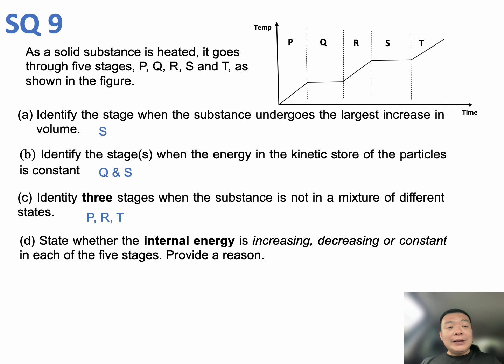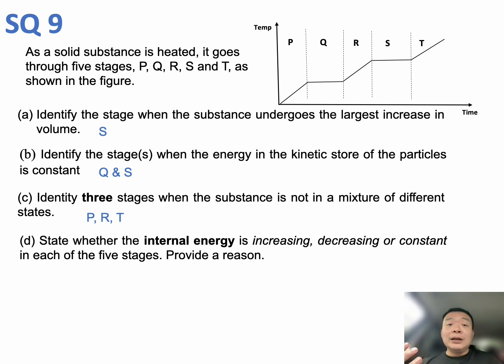For part C, three stages where the substance is not in a mixture of different states. So this must be segments P, R, and T, because in segment P, it is the solid substance heating up its temperature, so it remains a solid throughout segment P. Segment R is the substance in a liquid state being heated up, and in segment T, in gaseous state, the substance is being heated up. Now, in segments Q and S, or in any change in state during boiling or during melting, the material always remains as a mixture of the two states.